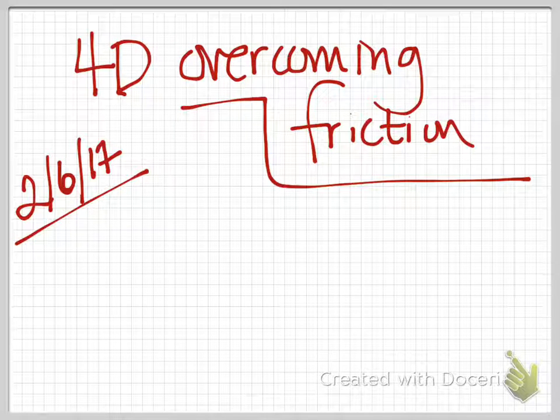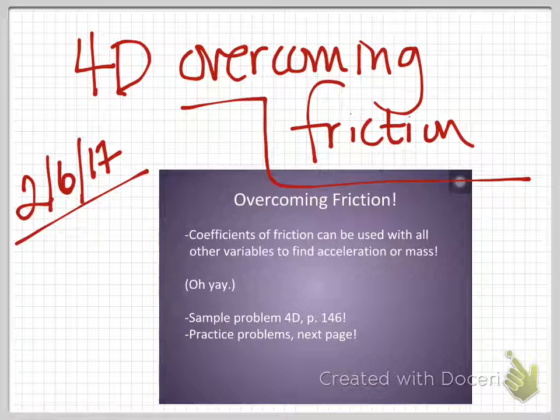So the 4D problems all relate to overcoming friction, and there's not a whole lot notes-wise to say about them. Basically, what this slide is saying, and what you're going to see very shortly, is we've been using coefficients of static and kinetic friction to figure out forces. But if we think back to the fact that we're actually doing sums of forces on each axis in every situation, now what we're going to use those coefficient of friction equations for is basically to generate more expressions.